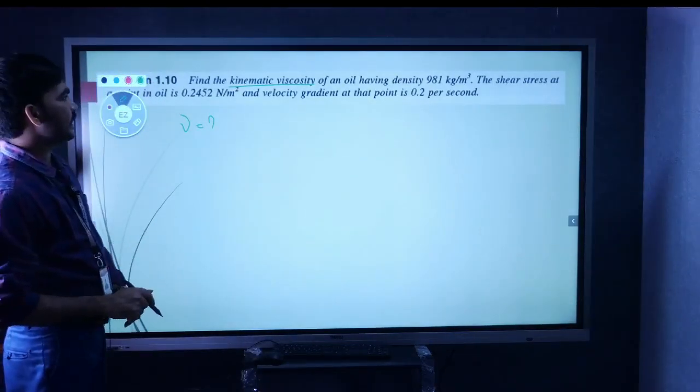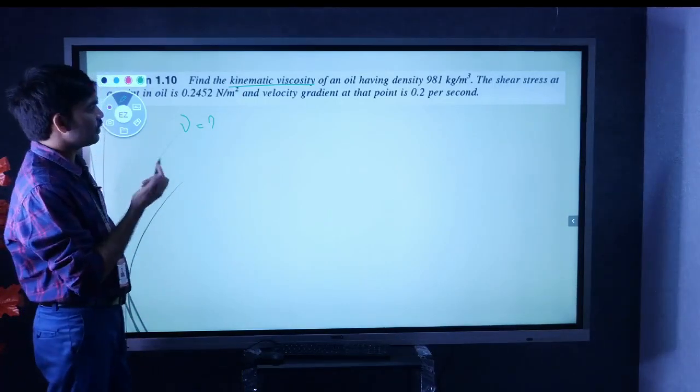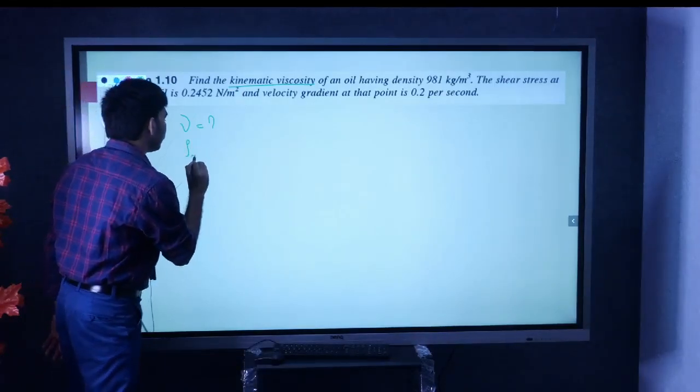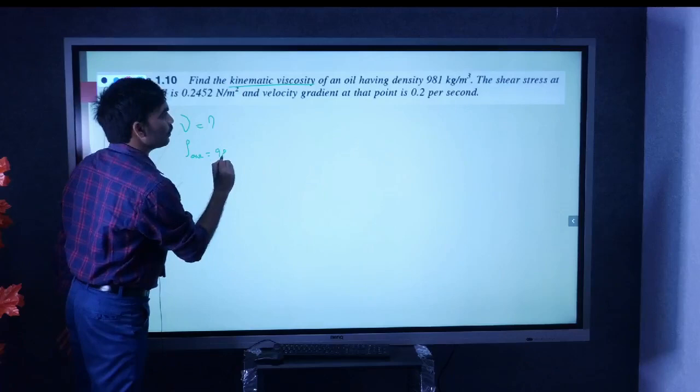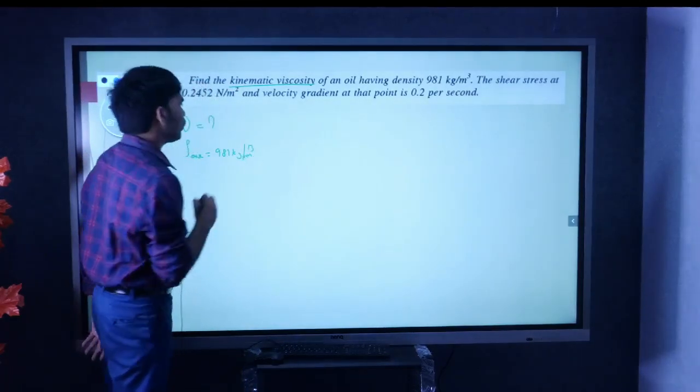Having a density of an oil. So here he used an oil of density. Density of the oil is given. Density of the oil is 981 kg per meter cube.